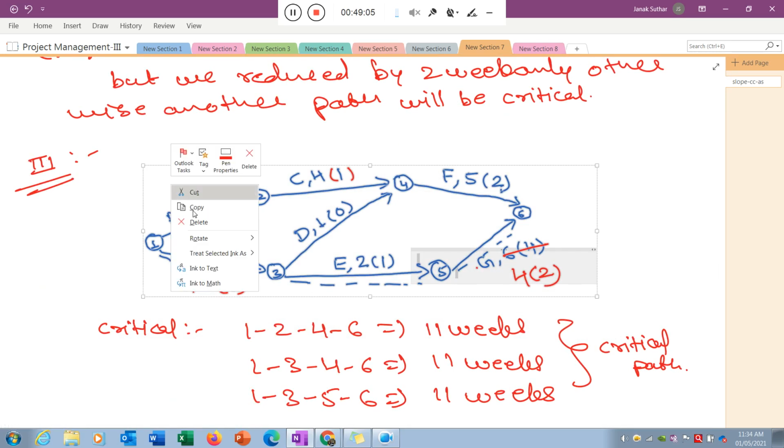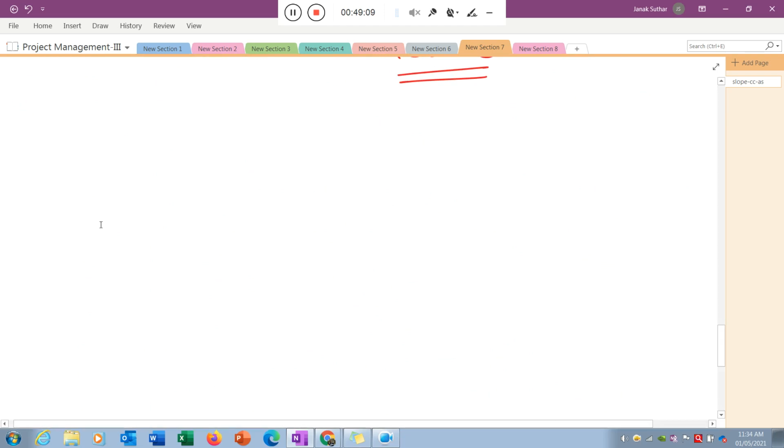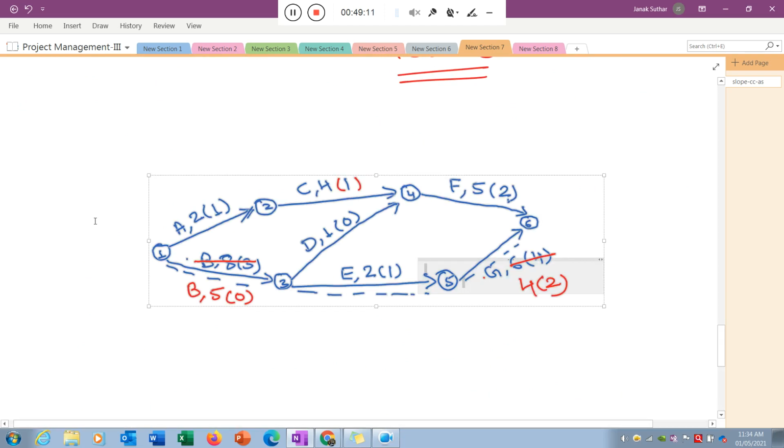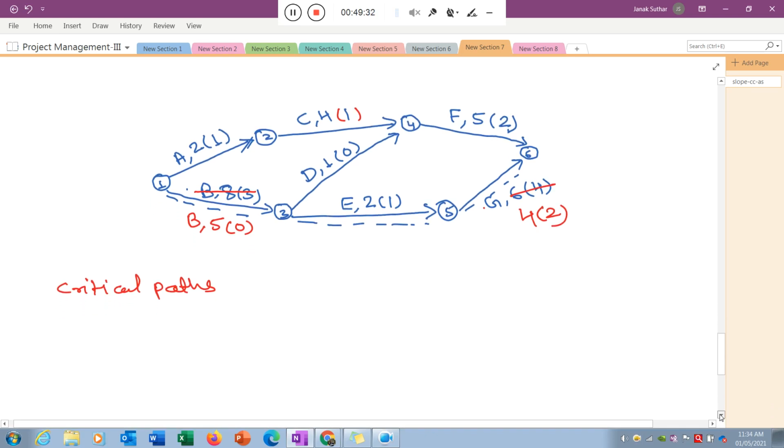So I just put the next iteration quickly. Okay, just wait. Okay, so now all the paths are critical, and there are 3 paths available. If I focus on the critical paths, just give me 5 extra minutes. Okay, I will complete this numerical.